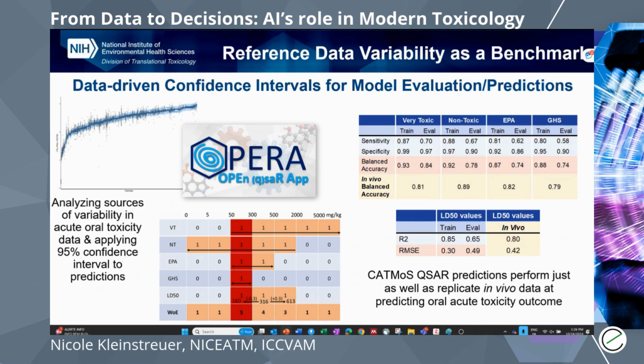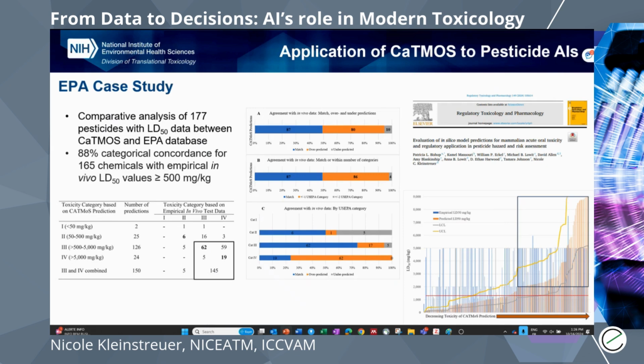When we apply that confidence interval, we see that the QSAR predictions perform just as well as the reproducibility of the in vivo data. We worked very closely with the Humane Society and with the US EPA Environmental Fate and Effects Division to do a retrospective analysis of the applicability of the predicted LD50 value in the context of their risk assessments.